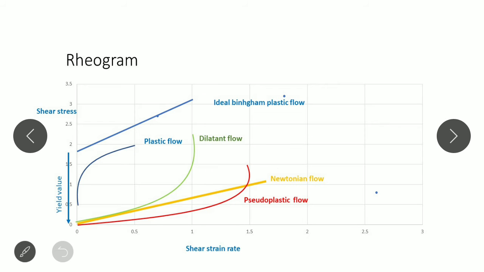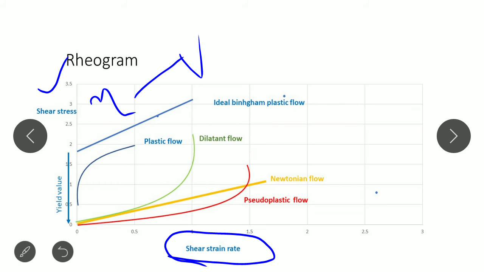Moreover, if we plot the rate of shear or shear strain rate with respect to the shear stress, that is called a rheogram. But if we plot the rate of shear as a function of viscosity, then that is called a viscogram. Okay, so the rate of shear, that is shear strain rate, will be the same, but if we plot shear stress here, that will be called rheogram. But if we keep viscosity here, that will be called viscogram.